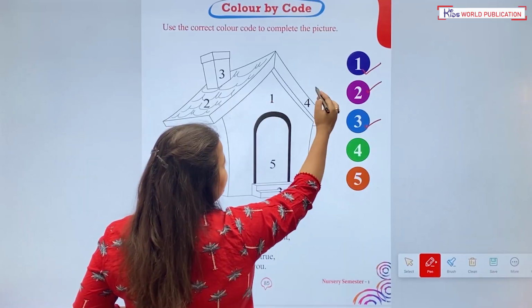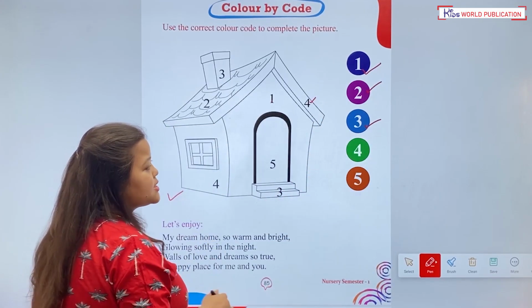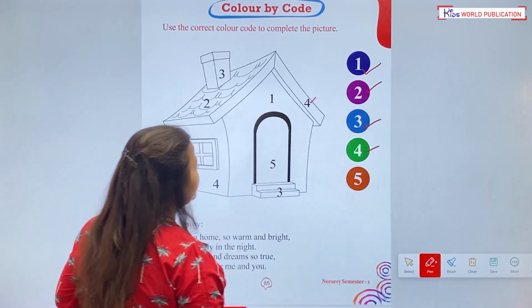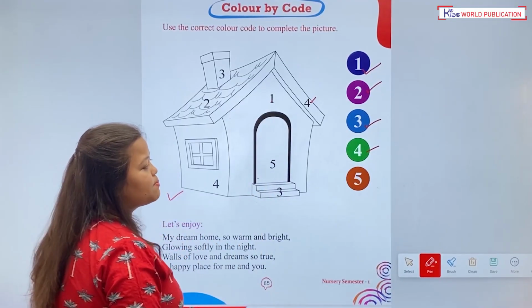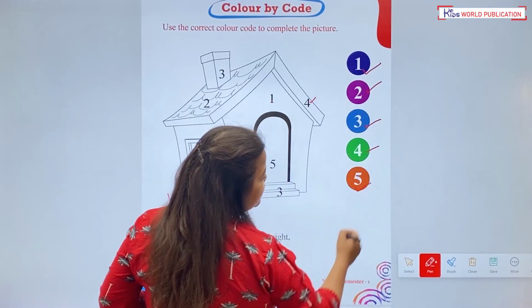Here you can see number 4. So we'll color this part in green. Here you can see number 5 is written. You will color this part in orange.